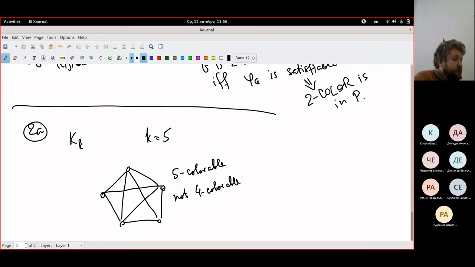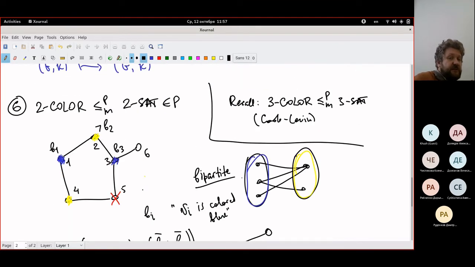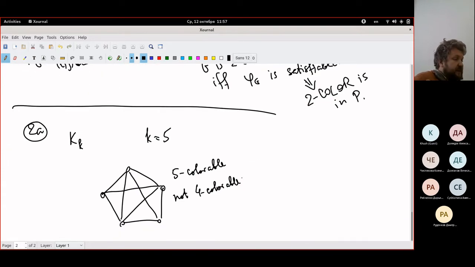Okay, and now problem number 3, which is also sort of not so hard. Let's take a look at it. That k color belongs to NP for any k. Let's just pronounce it. Why does it belong to NP? For example, you can reduce it to satisfiability of a Boolean formula. Yes, two colorable is polynomial time because we reduced it to two set. P is a subset of NP. It's stronger. Okay, so clear, anything belongs to NP.